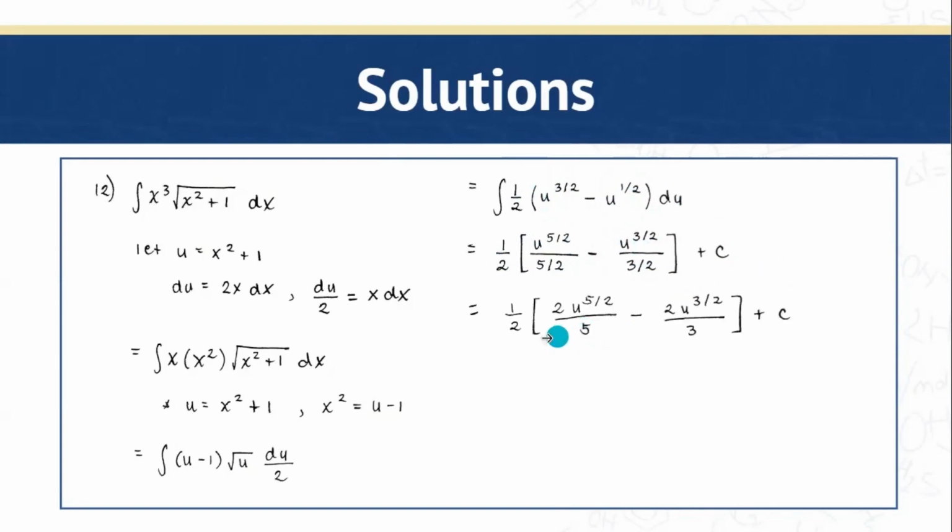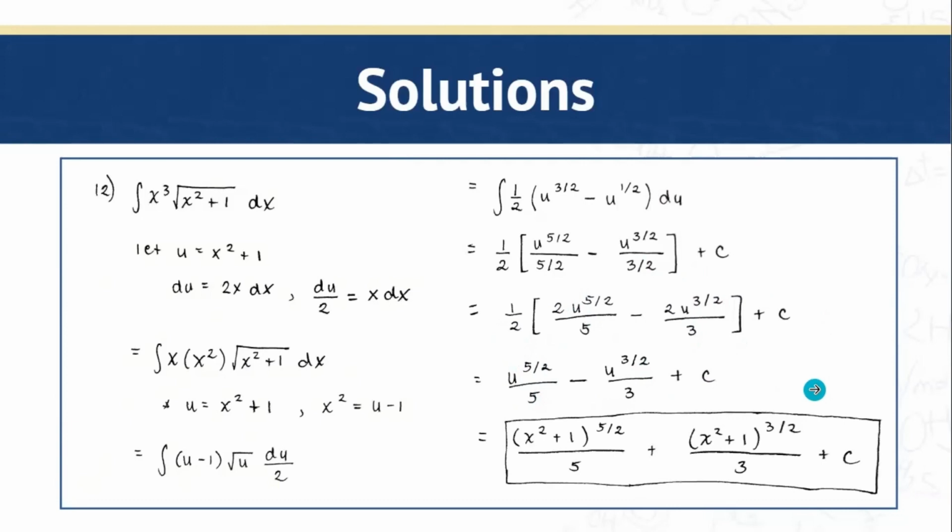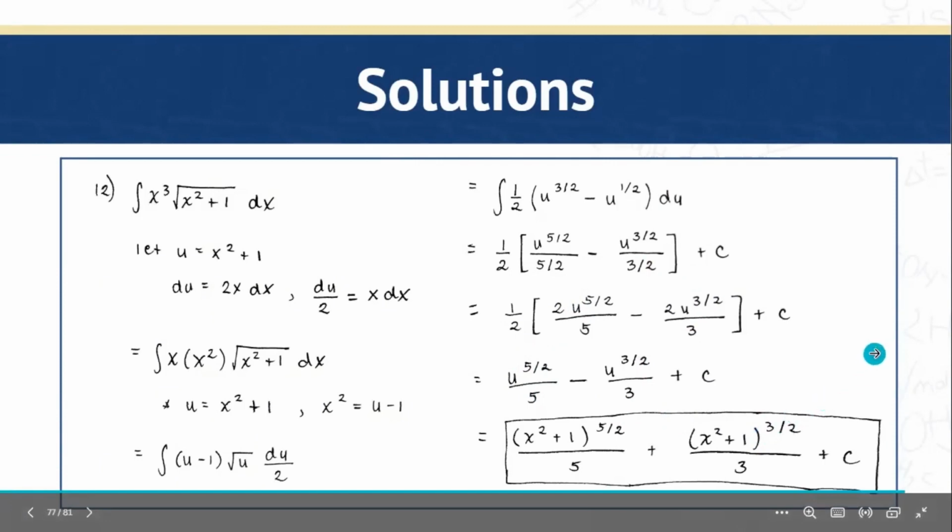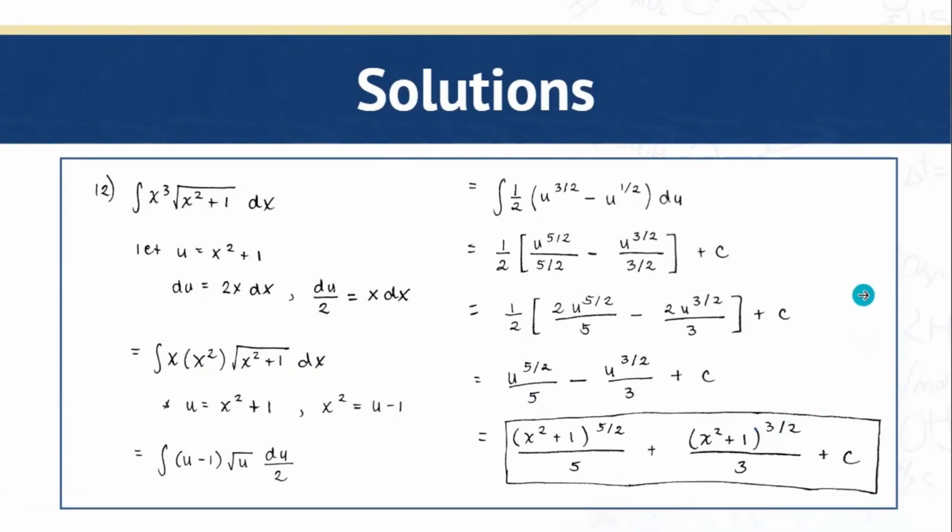And then just simplifying, this is equal to 1/2 times the quantity 2 over 5 times u raised to 5 halves minus 2 over 3 times u raised to 3 halves, and then, of course, plus c again. And then we can cancel the 1/2 and the factor of 2 in both of these terms, where we will be left with u raised to 5 halves over 5 minus u raised to 3 halves over 3 plus c. And then just undoing the substitution, our final answer would be x squared plus 1 raised to 5 halves over 5 minus x squared plus 1 raised to 3 halves over 3 plus c. And that's the answer to the last question of our set.